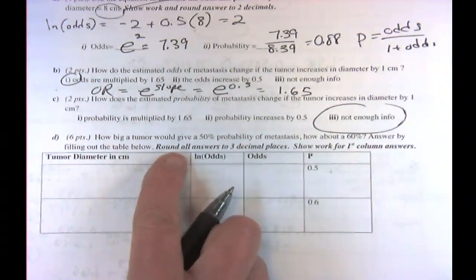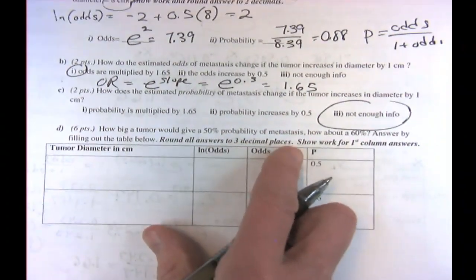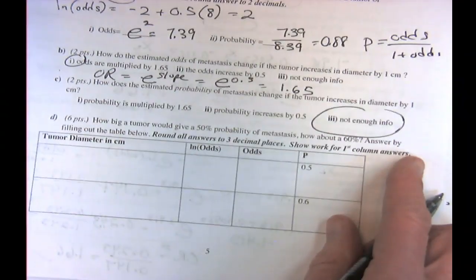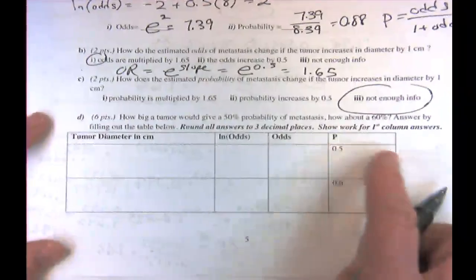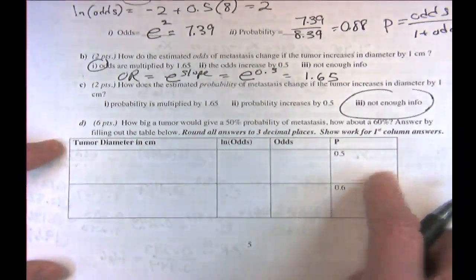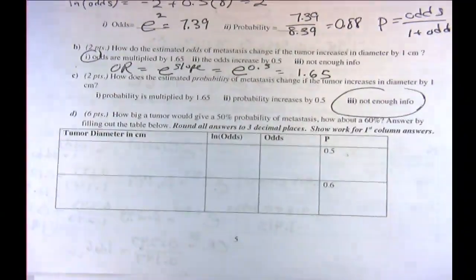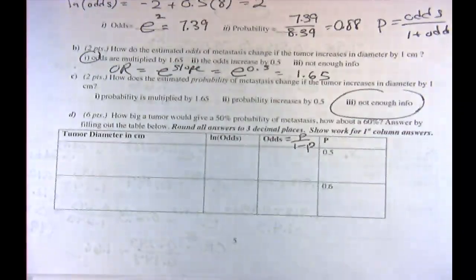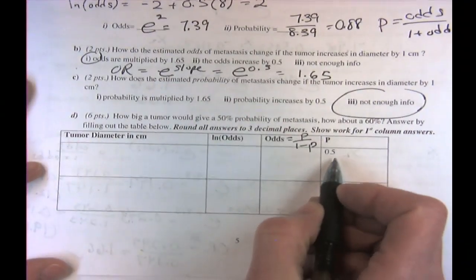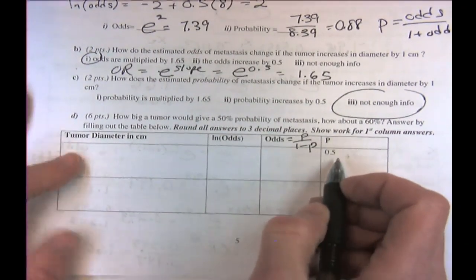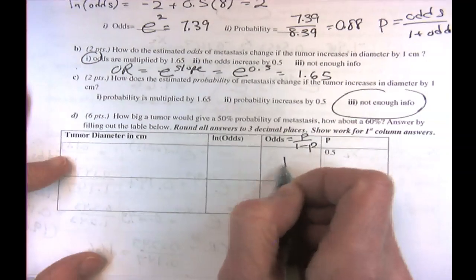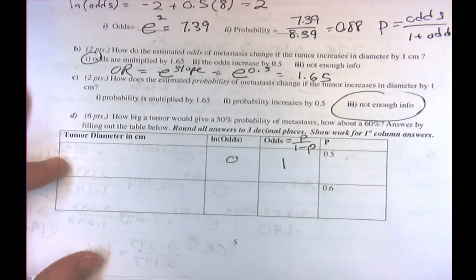Now, this last one is how big a tumor would give a 50%. Somebody has a 50% probability of metastasis. How big a tumor would it be, or 60%? I just want you to figure out, for a 50% chance and a 60% chance, how big a tumor. So you have to go through all these steps here. And remember, the odds is p over 1 minus p. This one's pretty easy. 0.5 is an odds of 1, 1-to-1 odds, 0.5 over 0.5. So the log odds is 0. Log of 1 is 0.